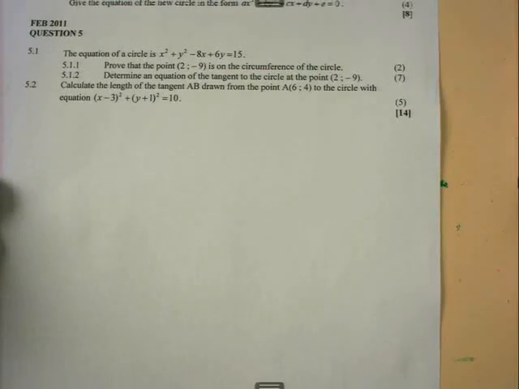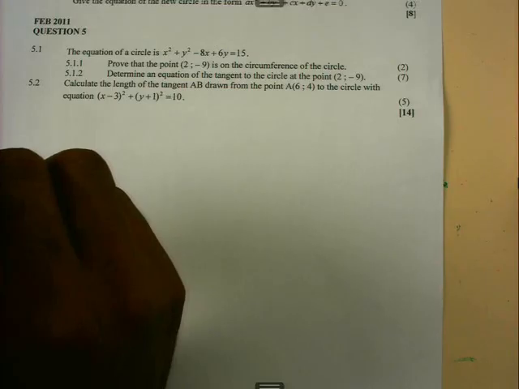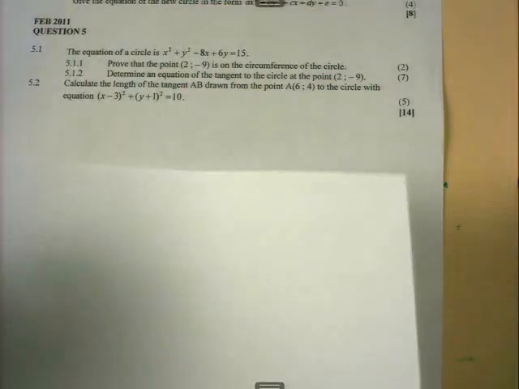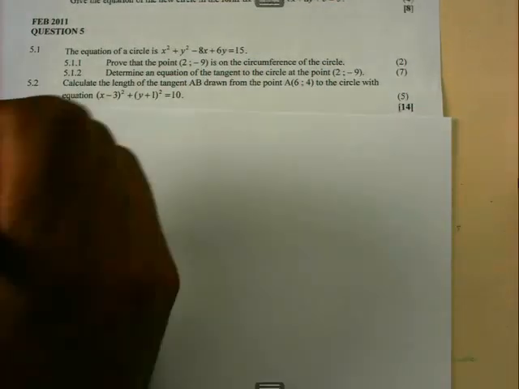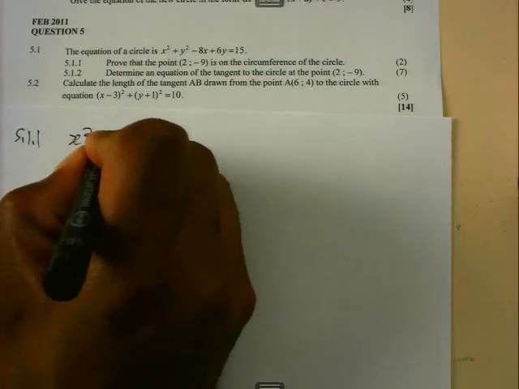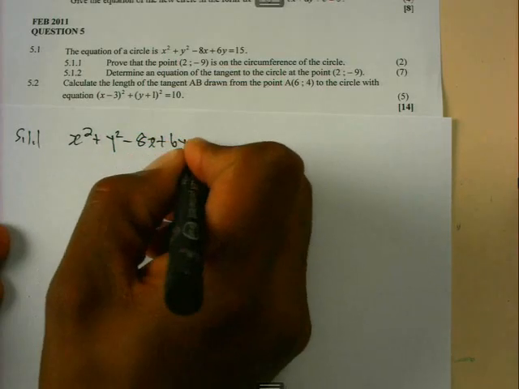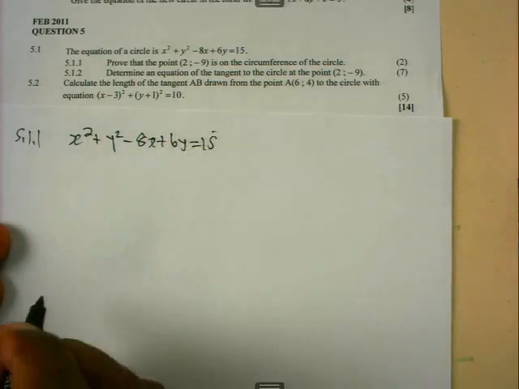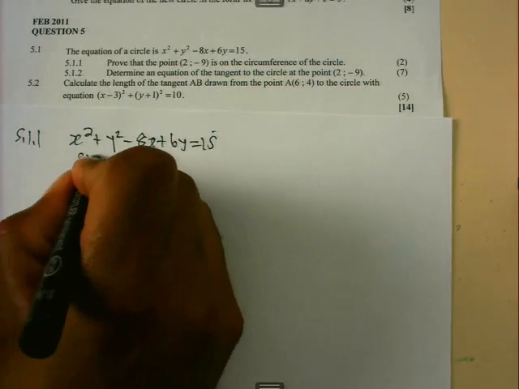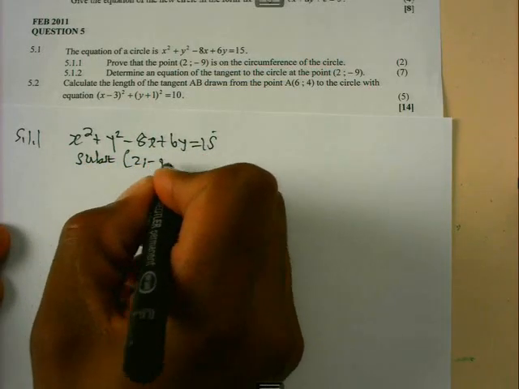Yes, I can see you are struggling to do this question, because it's a straightforward question. Where do we start? Of course, first of all, we take x squared plus y squared minus 8x plus 6y equals 15. What are we going to do here? Now we substitute this point here, the point 2 as well as minus 9.